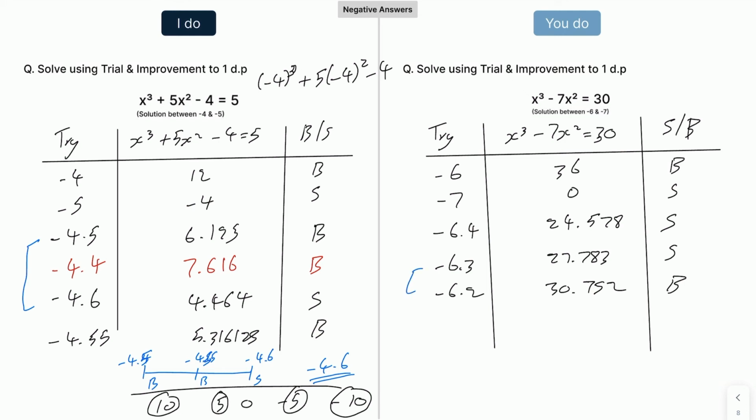So then I can go halfway between these two to get my other mark, which is minus 6.25, and that's 29.296, which is small. And then finally, I draw my line.